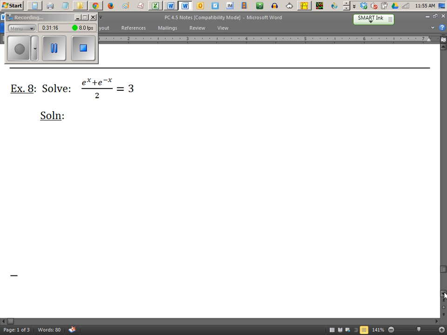Okay, so this problem, I would probably just multiply by 2 first. So let's multiply by 2 on both sides. So now it looks like e to the x plus e to the negative x equals 6. And what's cumbersome about this problem is the fact that there's a positive power and a negative power in the same problem. So that's no good. So what I'm going to do to fix that is I'm going to multiply both sides by e to the x. So I'm going to multiply this entire equation by e to the x.